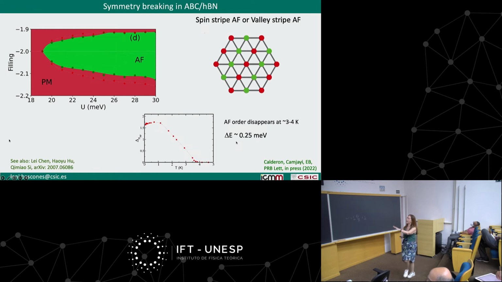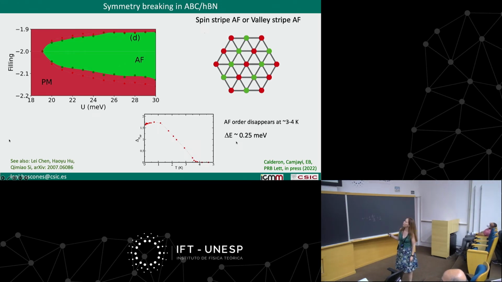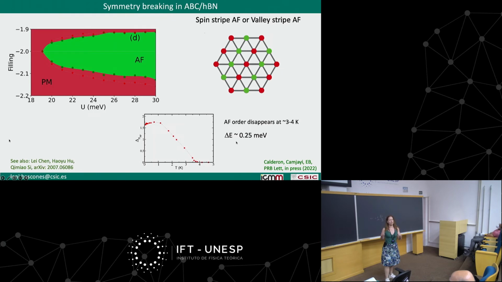We have this type of stripes. Okay? So one thing that we can see is that the order disappears around 3 or 4 Kelvin. And we have seen before that at a few Kelvin, we were expecting that our band was disappearing. So what it's telling us is that the normal state in which this antiferromagnetic state will appear is going to be very unconventional.